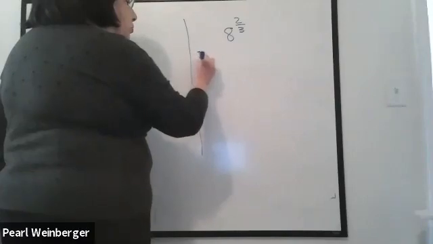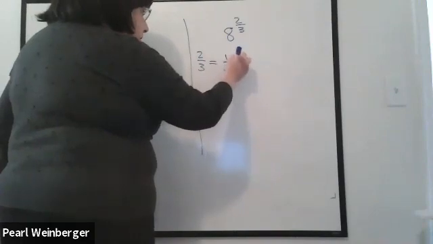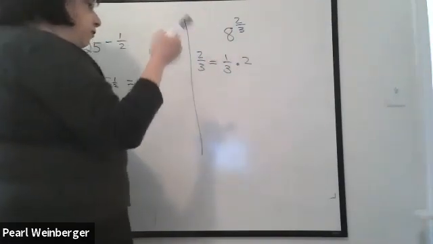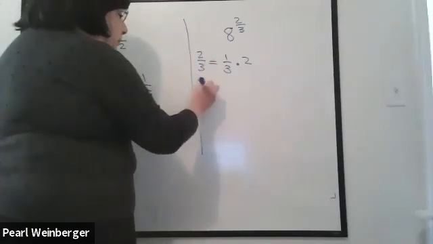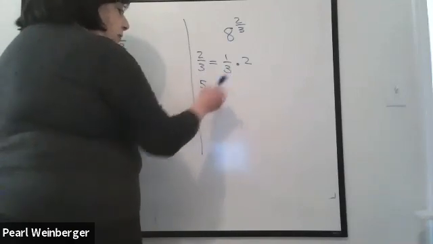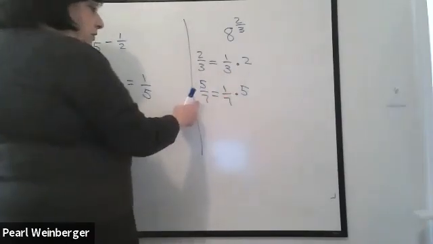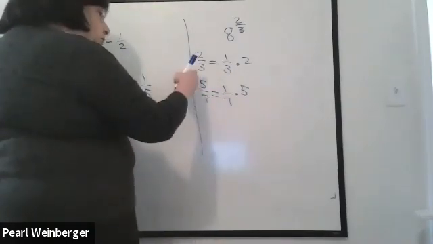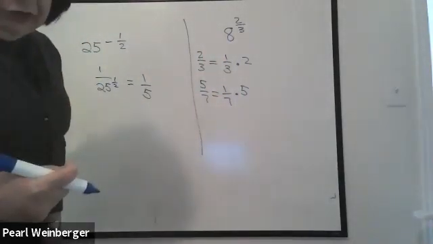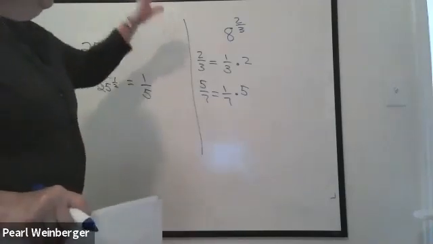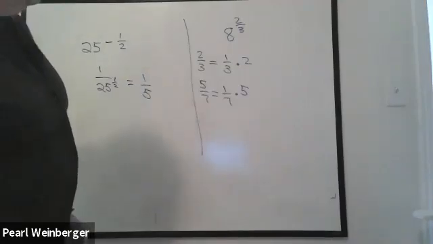Actually, the fraction 2/3 really means the fraction 1/3 times 2. Any fraction, let's say 5/7, can be rewritten as 1 over the denominator times the numerator. 5/7 is 1/7 times 5, just like 2/3 is 1/3 times 2. You can break up a fraction into 2 parts. 1 over the denominator times the numerator. So how does that help us?